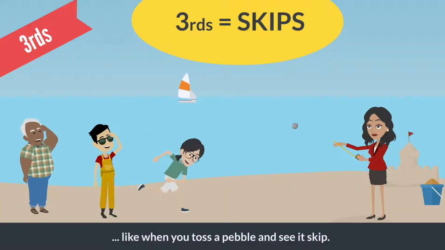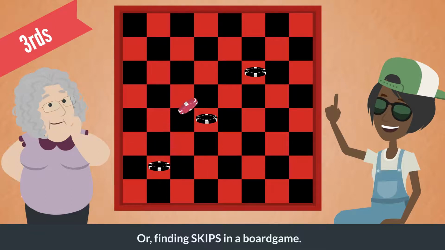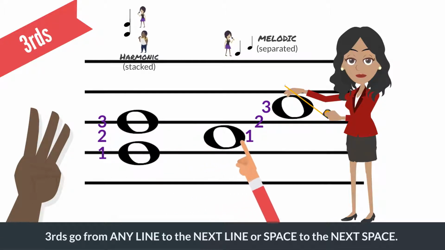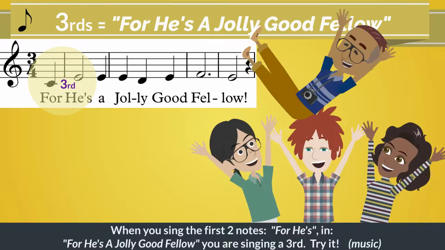Like when you toss a pebble and see it skip, or finding skips in a board game. Thirds go from any line to the next line or any space to the next space. When you sing the first two notes for he's in For He's a Jolly Good Fellow, you are singing a third. Try it.